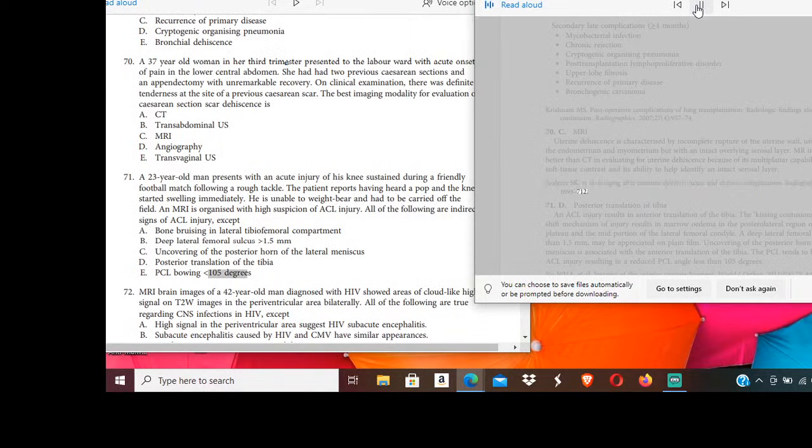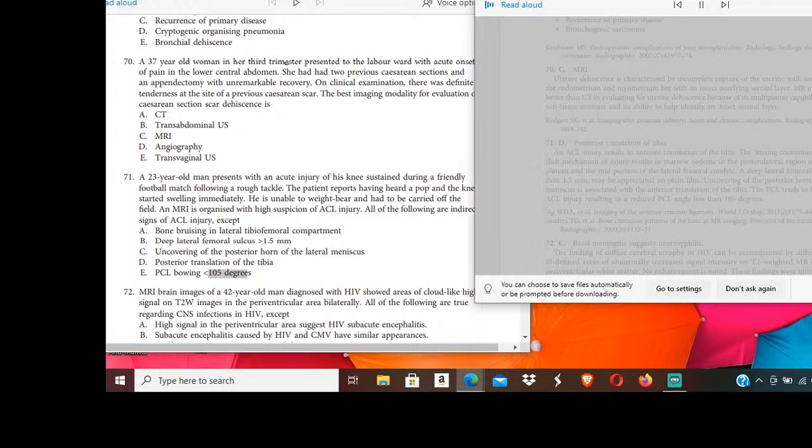71. D, posterior translation of tibia. ACL injury results in anterior translation of the tibia. The kissing contusions from a pivot shift mechanism of injury result in marrow edema in the posterolateral region of the tibial plateau and the mid portion of the lateral femoral condyle. A deep lateral femoral sulcus, more than 1.5 millimeters, may be appreciated on plain film. Uncovering of the posterior horn of the lateral meniscus is associated with the anterior translation of the tibia. The PCL tends to buckle after an ACL injury, resulting in a reduced PCL angle less than 105 degrees. Ng WA, et al. Imaging of the anterior cruciate ligament.